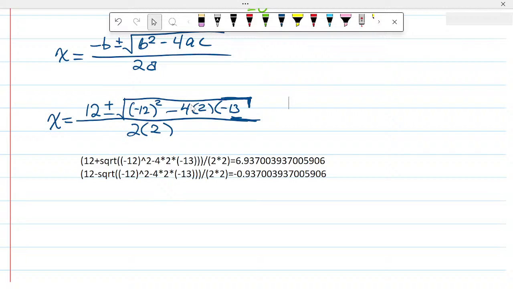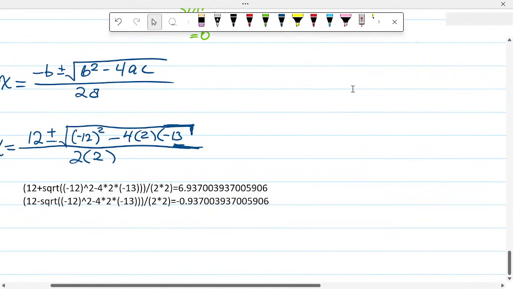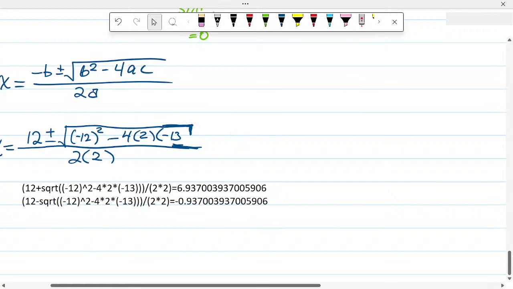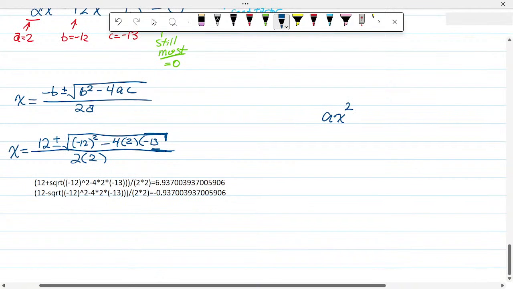There it is. Yeah. How did somebody come up with this? Like, did they just put it in there? You should have learned this last year. No, not at all. They came up with it by taking ax squared.